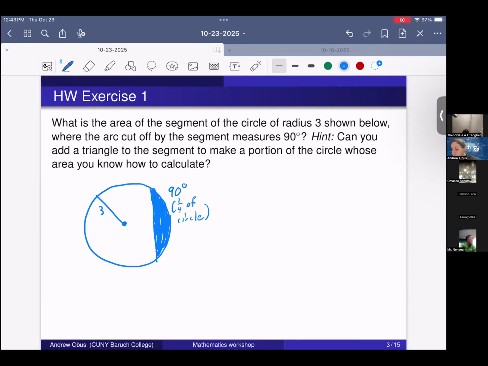Okay, so I received one solution of it. From looking at it quickly, it looks like it's correct, but the hint here is, can we add a triangle? So can we add a triangle?